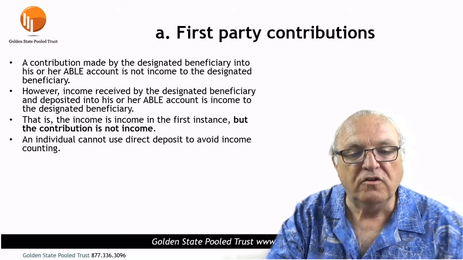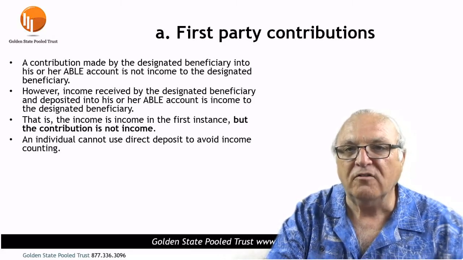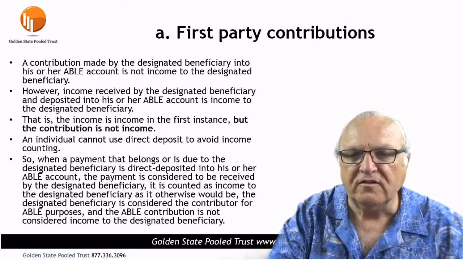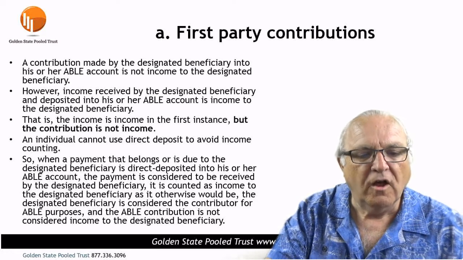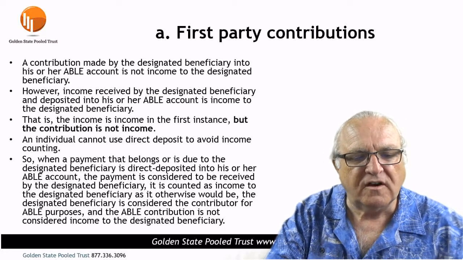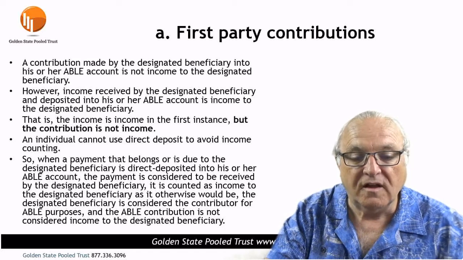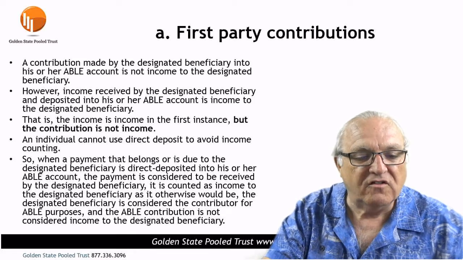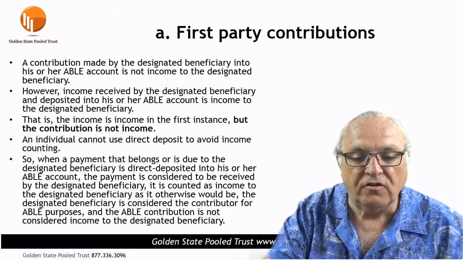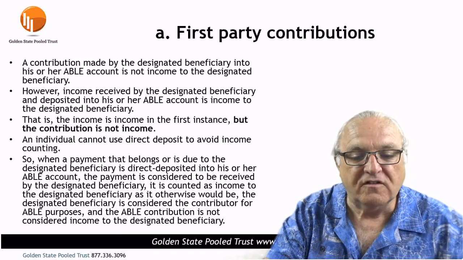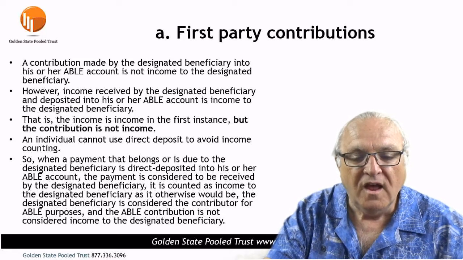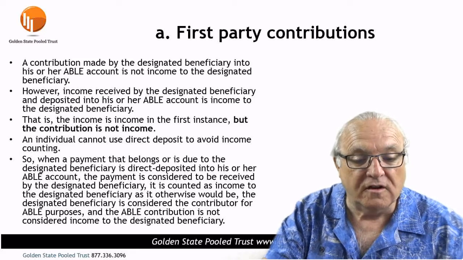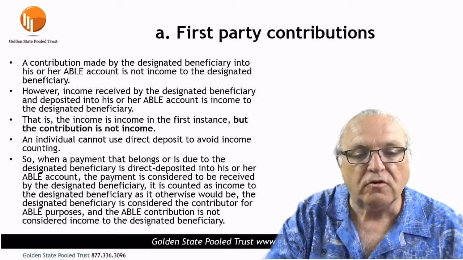The individual cannot use direct deposit to avoid income counting here, so the fact that you didn't receive it isn't necessarily going to save you from having it counted. So when a payment that belongs or is due to the designated beneficiary is direct deposited in his or her ABLE account, the payment is considered to be received by the ABLE beneficiary. It is then counted as income to the designated beneficiary as it otherwise would be. The designated beneficiary is considered the contributor for ABLE purposes, and the contribution is not considered income to the designated beneficiary.